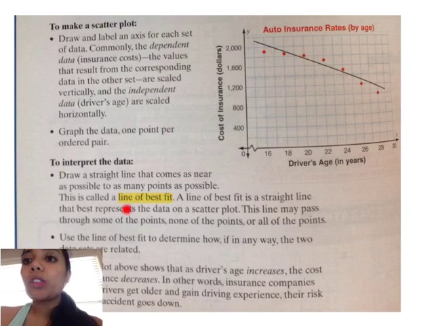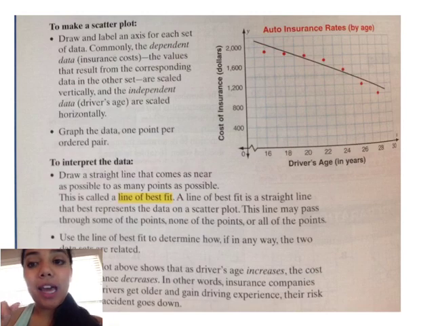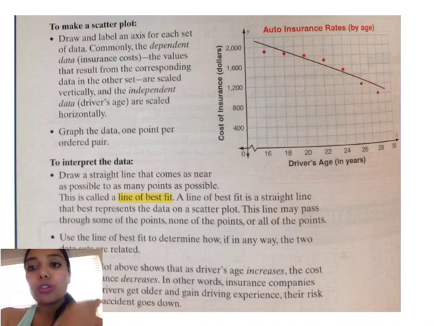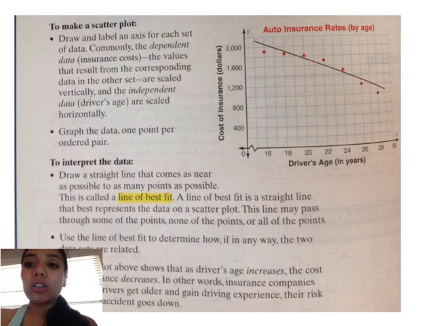So to interpret the data, draw a straight line that comes as near as possible to as many points as possible. This is called a line of best fit. I know that some of you learn about line of best fit whenever you are doing Science Olympiad, because I taught it to some of you. This is the line of best fit. You need to have a ruler in order to do it. You just draw a line somewhere in between your points, and not everyone is going to look exactly the same, but that is your line of best fit.